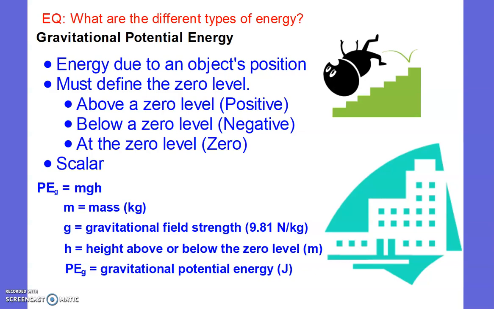Our question here today is, what are the different types of energy? We had already talked about energy. Energy is the ability to do work. We're going to look at individual types of energy, and today we're going to look at gravitational potential energy.